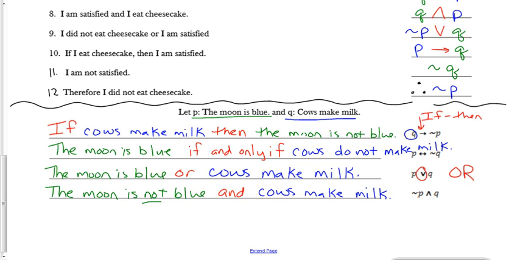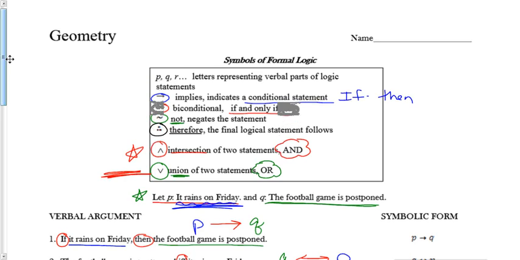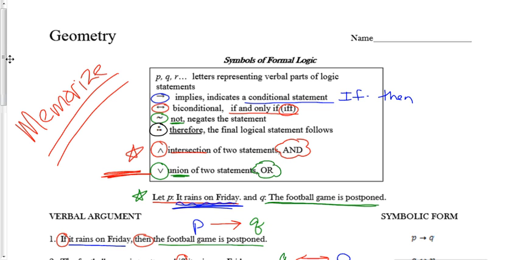Now you do need to memorize these symbols, so let's go back up to the top and be sure that you write that you need to memorize these. All of those you just need to know. So we're going to go ahead and move on to the next page now.